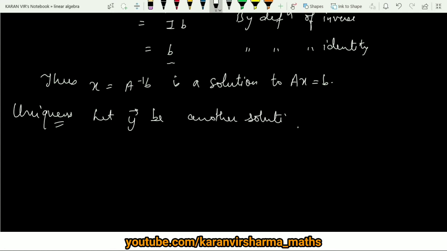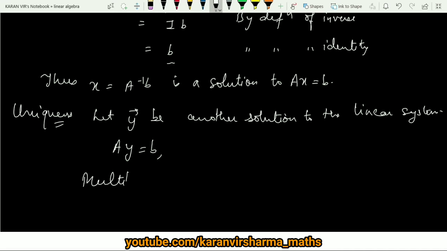So if y is another solution to the linear system of equations, then it follows that Ay must be equal to b. So Ay must be equal to b by the definition. Now multiply both sides with A inverse. So if you multiply both sides with A inverse, what will you get?